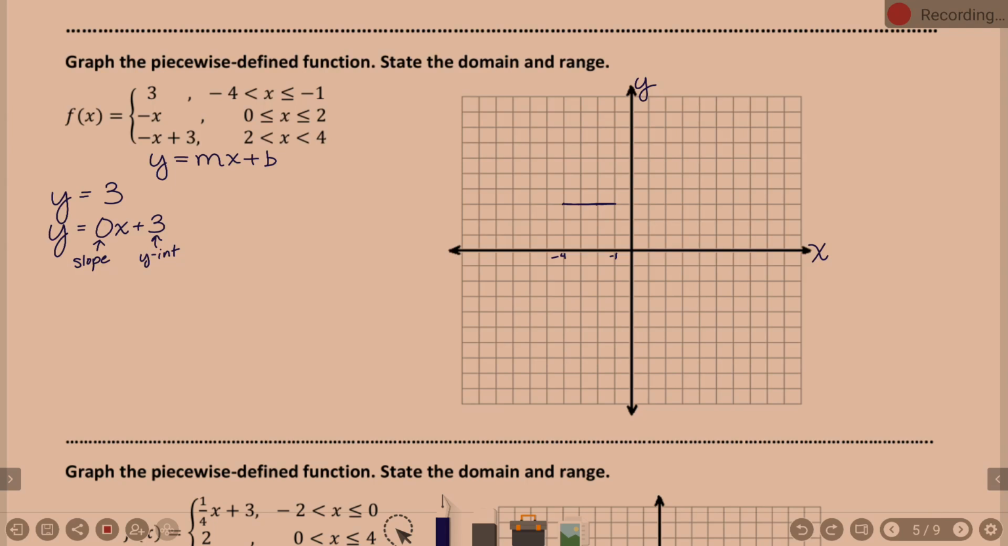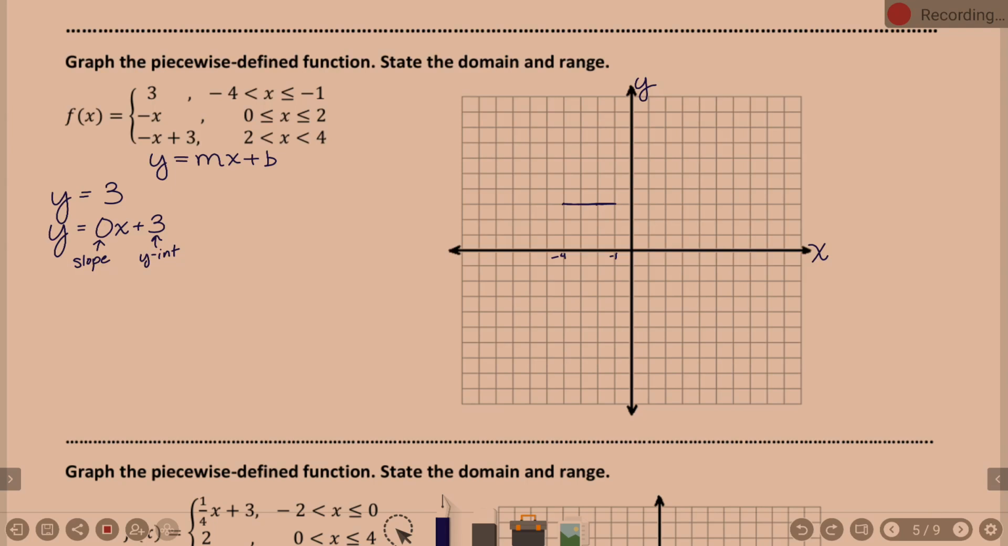Do we remember, Thomas? It has to do with the greater than or less than sign. If it's just greater than or less than, it's an open circle. If it's greater than or equal to or less than or equal to, then it's solid. Do you guys remember this?